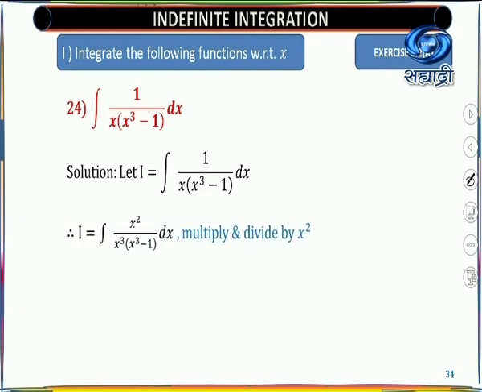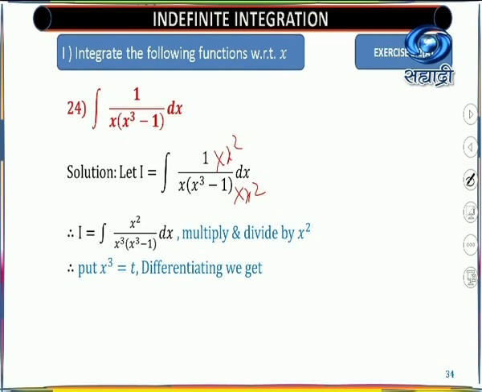So we will multiply and divide the function by x square. It gives you x square in the numerator, and in the denominator, if you multiply by x square, the indices law says that x raised to 2 and x raised to 1 gives you x cube. Okay, so the integral is x square upon x cube into x cube minus 1 dx. Now we need to substitute. What will we substitute? We will substitute x cube equal to t.